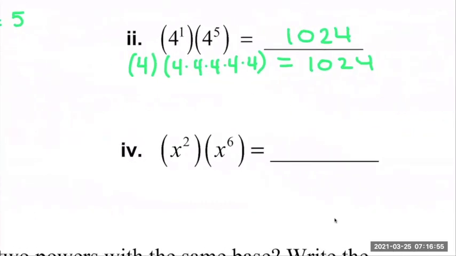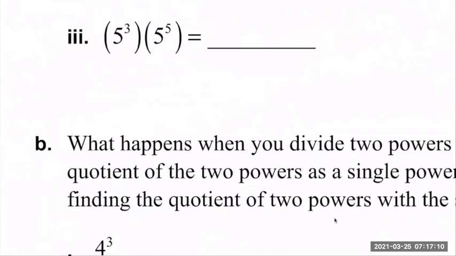So in this next one, well, if we had 1 and 5, 1, 2, 3, 4, 5, 6. This could have been written as 4 to the sixth power. Try this next one on your own.